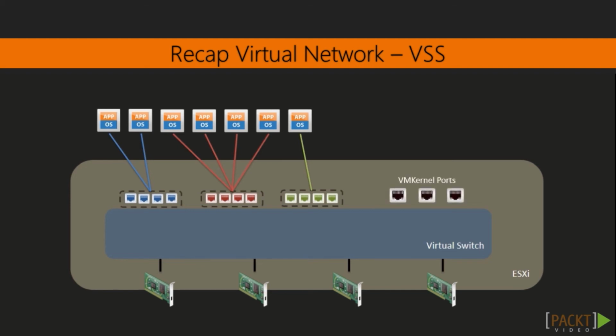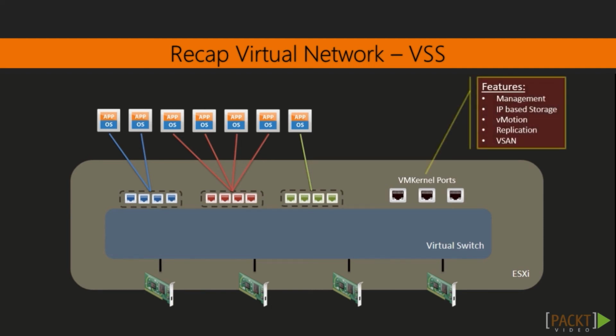Additionally, we can create VM kernel ports. VM kernel ports add features like management traffic, allow the ESXi to access IP-based storage, or, very important, to use vMotion, plus vSphere replication, vSAN. All these different kinds of traffic are covered by VM kernel ports.